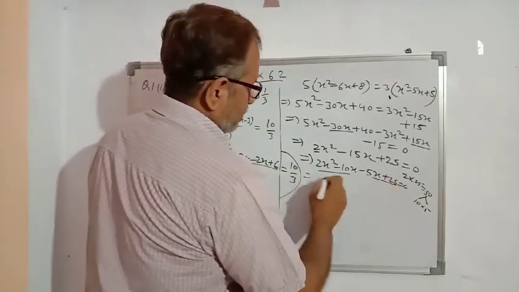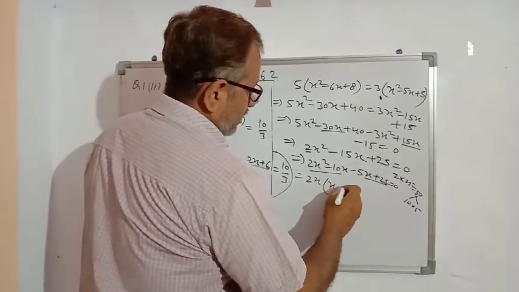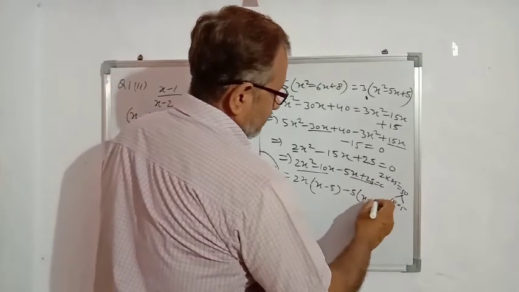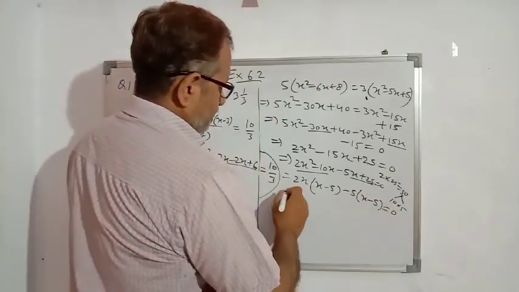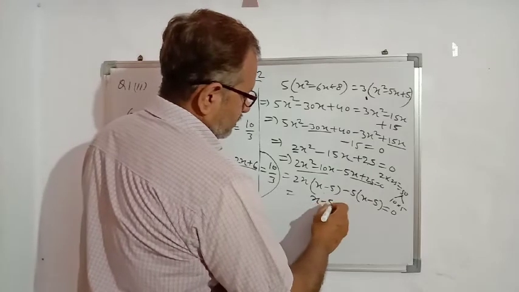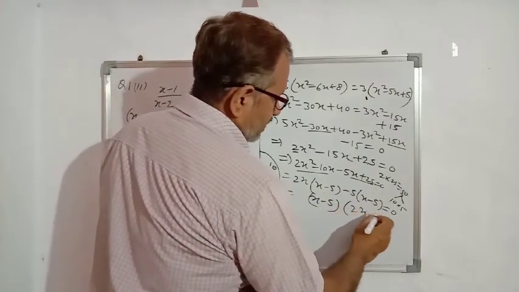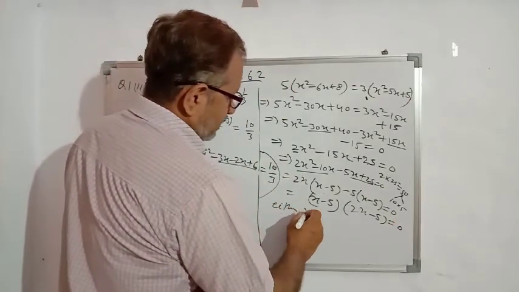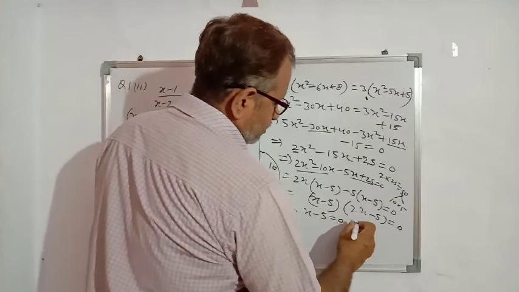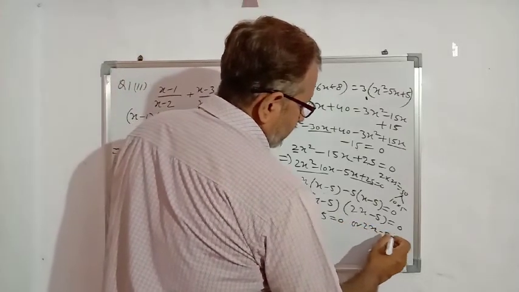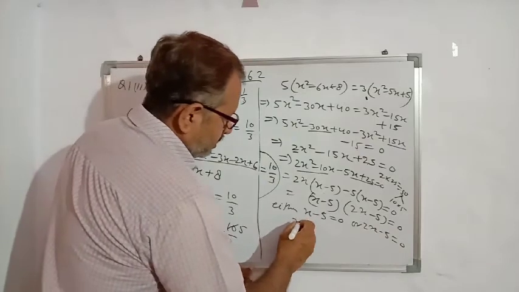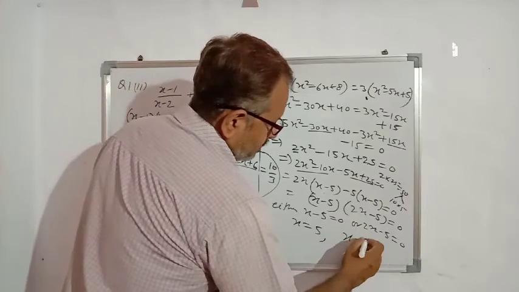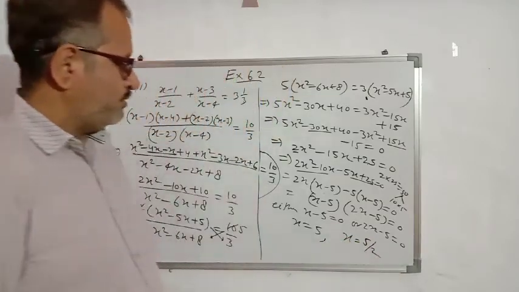Make pairs, take common. 2x common, x minus 5. Minus 5 common, x minus 5. x minus 5 common in both, 2x minus 5 is equal to 0. Either x minus 5 is equal to 0 or 2x minus 5 is equal to 0. So we will get x is equal to 5, and from 2x minus 5 is equal to 0, we will get x is equal to 5 by 2.